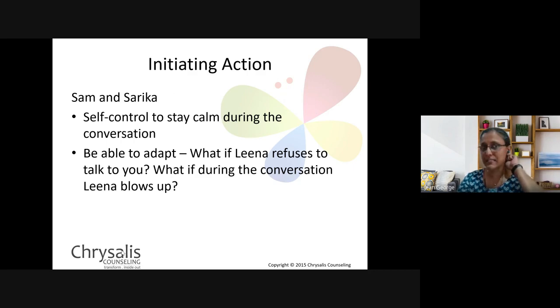So Sam and Sarika, the self-control is to stay calm during the entire conversation and be able to adapt. What if Lena refuses to talk? What if during the conversation Lena blows up? So these are some of the things that you work alongside with them to figure out. And that's what I said, being able to look into smaller, significant details as they come across that, okay?